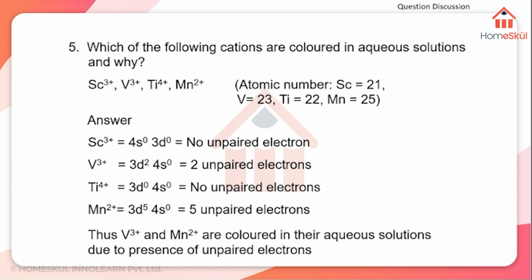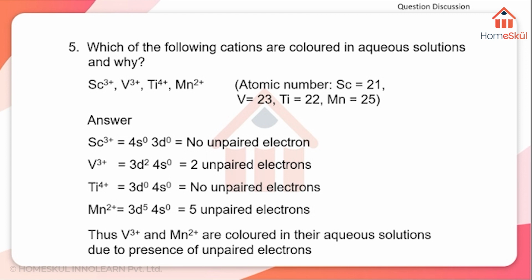In this case, scandium 3+. Let us recall the atomic number. Scandium is 21. So what is the electronic configuration in this case? We have 3d1 4s2. Looking at scandium, the outermost electronic configuration is 3d1 4s2. Okay, I'm referring to the outermost electronic configuration because they impart the color nature. They decide the color nature of the metal ion.